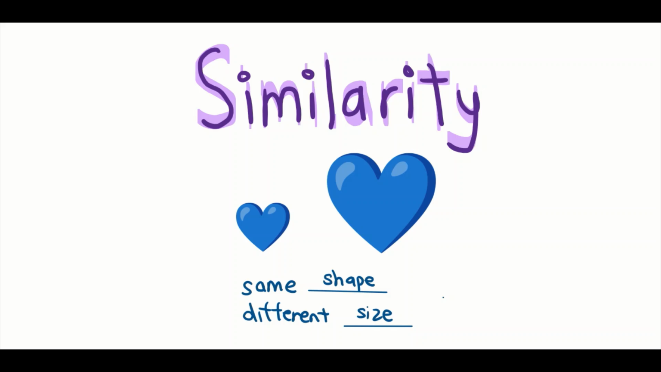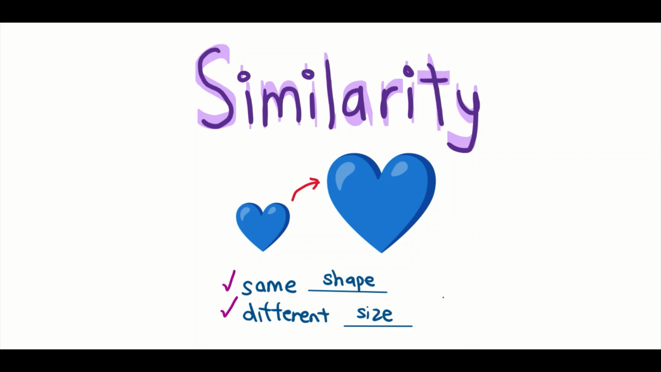So we come to similar figures. For similar figures, they need to have the same shape but different size. We see two hearts here, one small and one big. We call these similar figures because they have the same shape but different size.